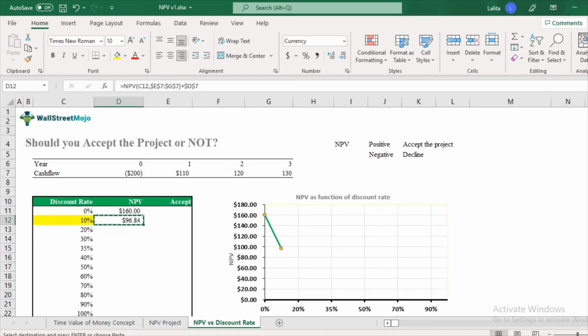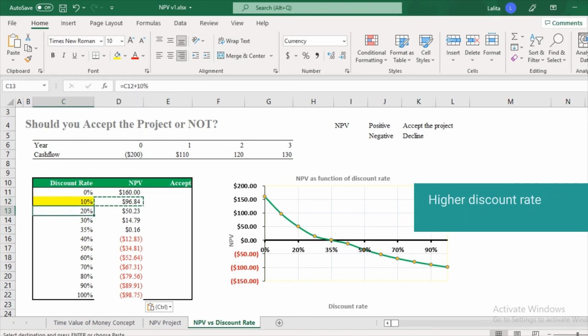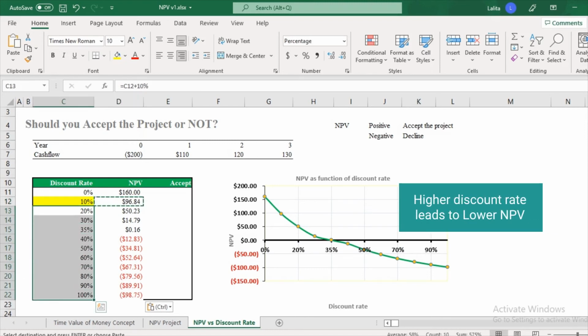Okay, and let's look at the others as well. Okay, so I'll keep on doing it. So what do we get now? As you might have expected, the higher the discount rates, the net present value keeps on decreasing, right? As we assumed an inverse relationship, and we saw that in the formula as well.